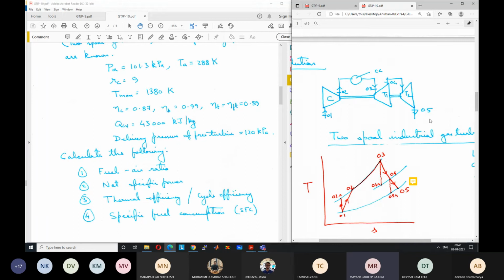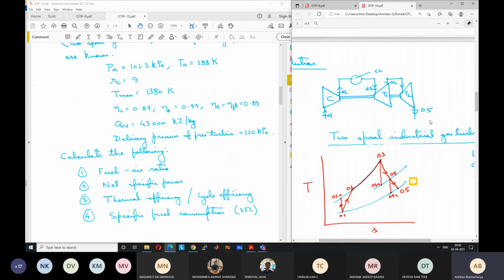Sir, it would be 100 atmospheric only, just above that. Yes, it will be atmospheric pressure only because it will be directly releasing to the atmosphere. Okay. Here it is higher because maybe there is something attached downstream, because it's an industrial gas turbine.